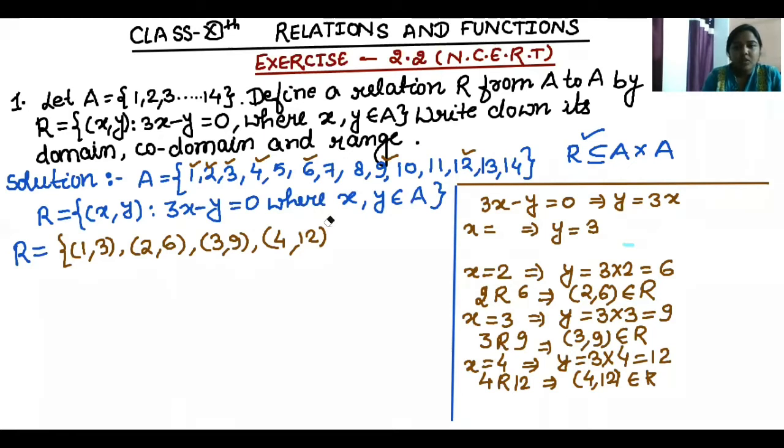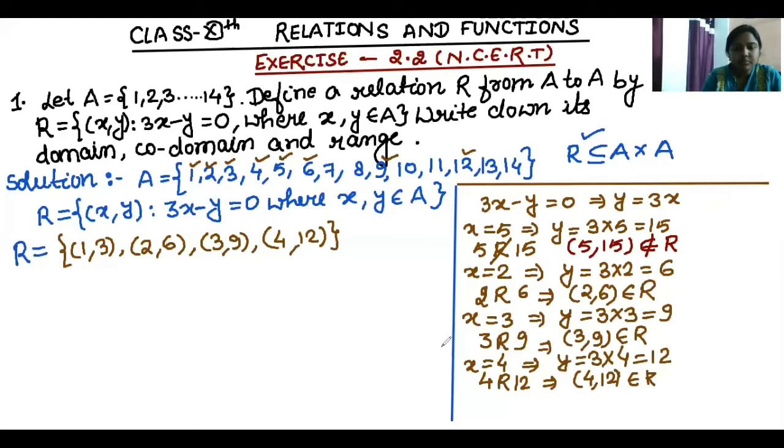Okay. So 5 is the next element we are taking from A. So x equals 5, so y equals 3 into 5, which is 15. So 5 is in A, but 15 is not in A. We know that R is a subset of A cross A, so 15 is not allowed. So we write that 5 is not related to 15, which means (5, 15) does not belong to R, it is not an element of R. So we will not include it. So these are the elements of R.